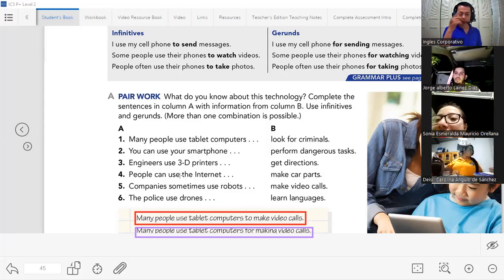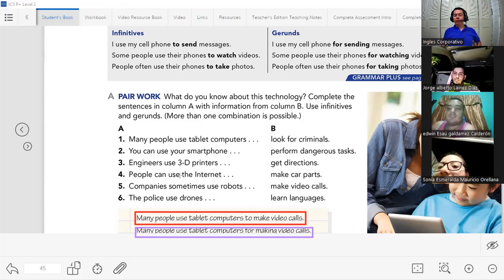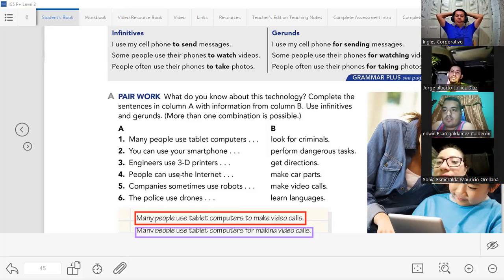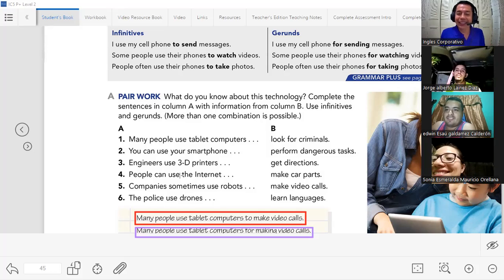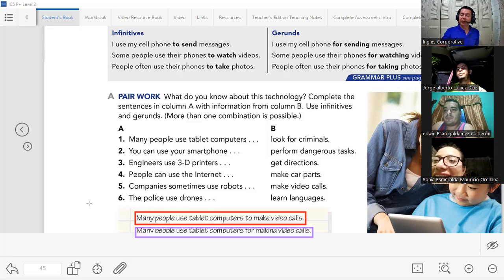Esaú, please. Number five. Infinitive, Esaú. Okay. Companies sometimes use robots to perform dangerous tasks. Yes, correct. To perform dangerous tasks, right? Difficult tasks, yes. Very good.